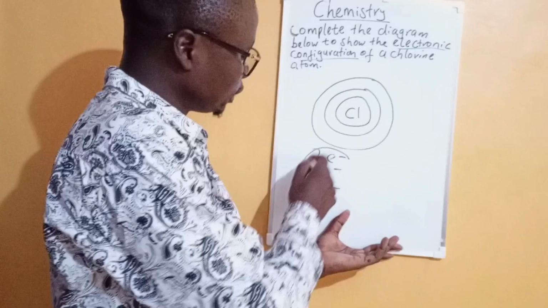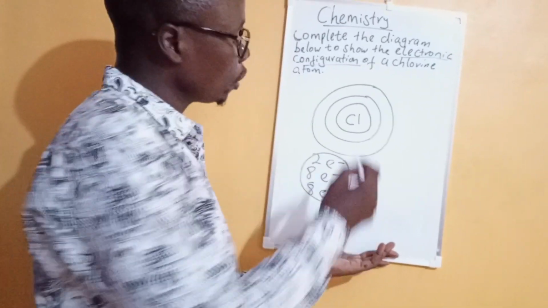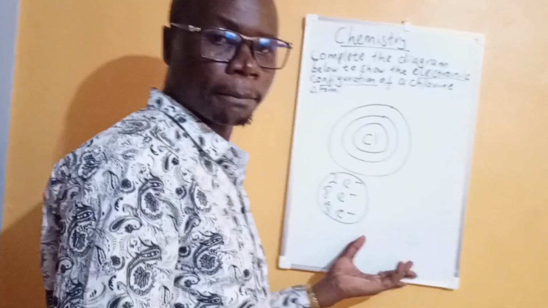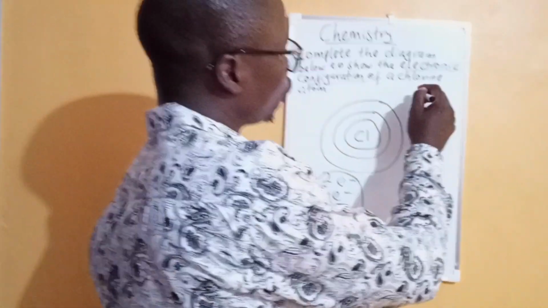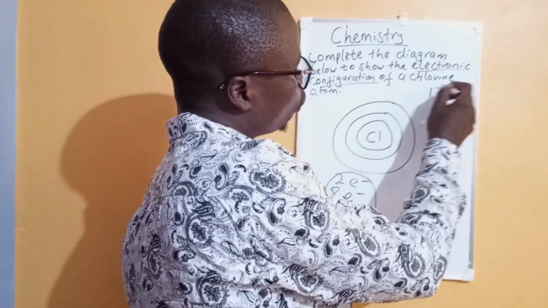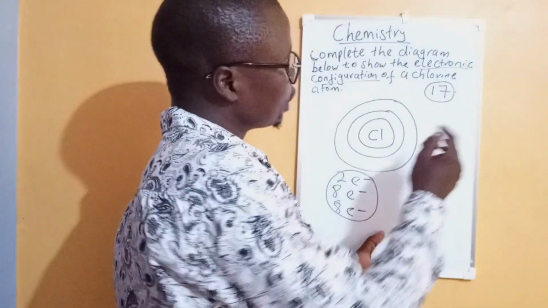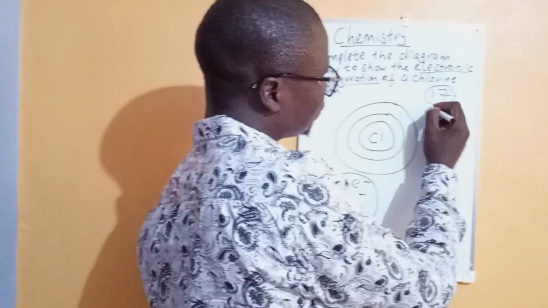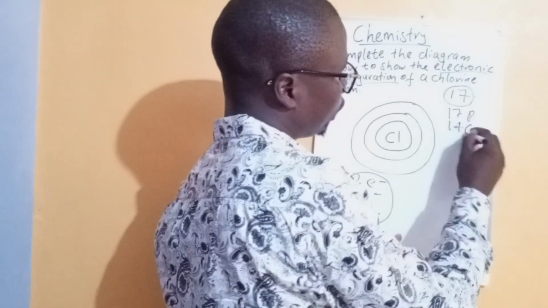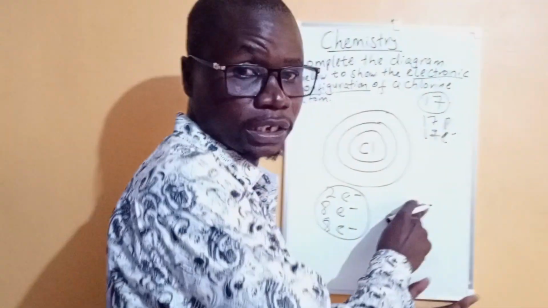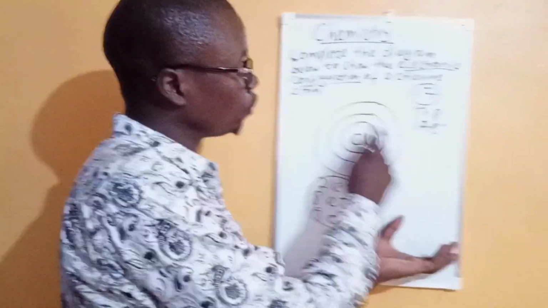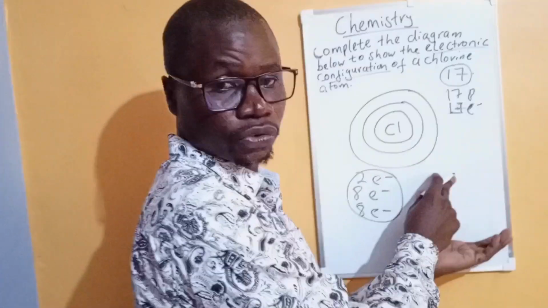After knowing this, you then ask yourself, what's the atomic number of chlorine? Here, we all know that chlorine is atomic number 17. So it means chlorine has 17 protons and also 17 electrons. And because we are using electrons to write the electronic configuration, we represent 17 electrons in this structure.